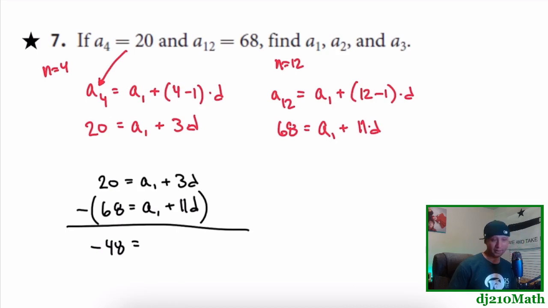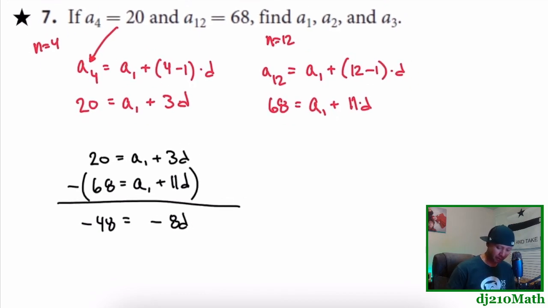A sub 1 minus a sub 1. That's nice, that just goes away. 3 minus 11 would be negative 8. So 8D. Now, did I have to write them this way? No, I could have written them the other way, so when I subtracted I don't get the negatives. That's one way of doing it, but really it doesn't matter because I'm about to figure out what D is right now.